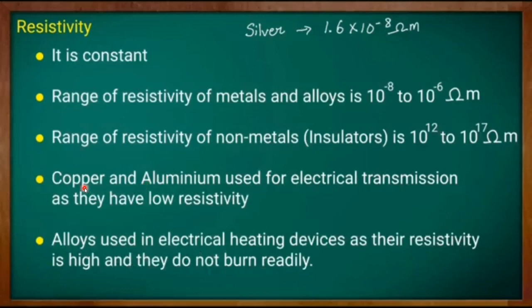Then if you take the example of copper and aluminium, you will see that they are used in electrical transmission as they have low resistivity. As they offer low resistivity, these materials are used to form electrical wires, where they will allow more of the current or the charges to pass through them. Then alloys are used in electrical heating. As I've said, alloys have more resistivity compared to metals, isn't it? So alloys are used in electrical heating devices as their resistivity is higher and they do not burn readily. Understood?